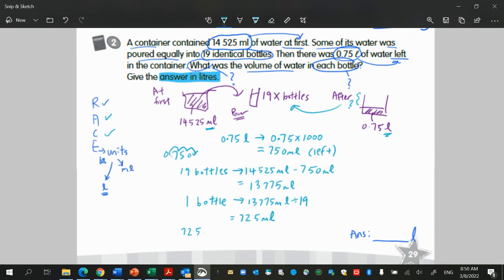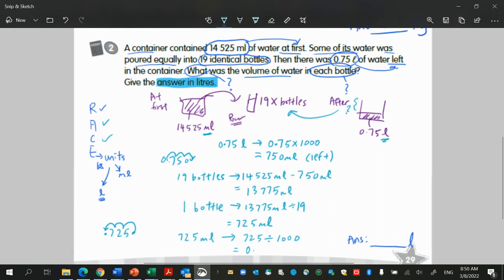Then the final answer requires me to be in liters. I have to convert 725 milliliters to liters. From a smaller unit to a bigger unit, I have to do division. So 725, imagine the invisible decimal point, make it visible, and I divide. I will get 0.725 liters.